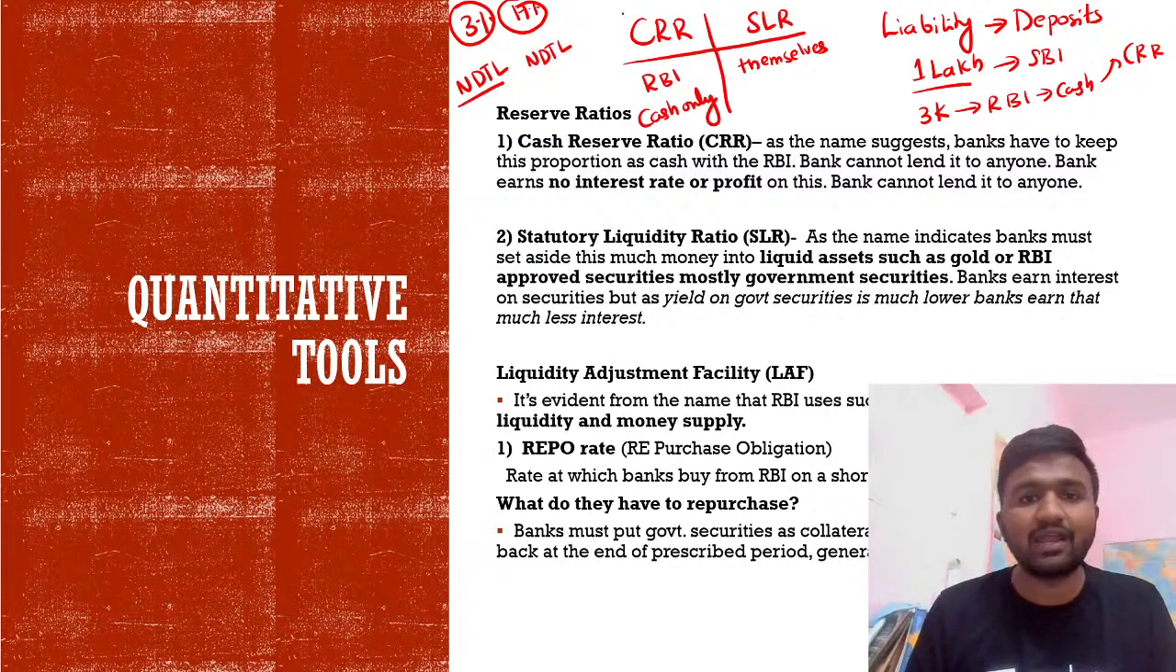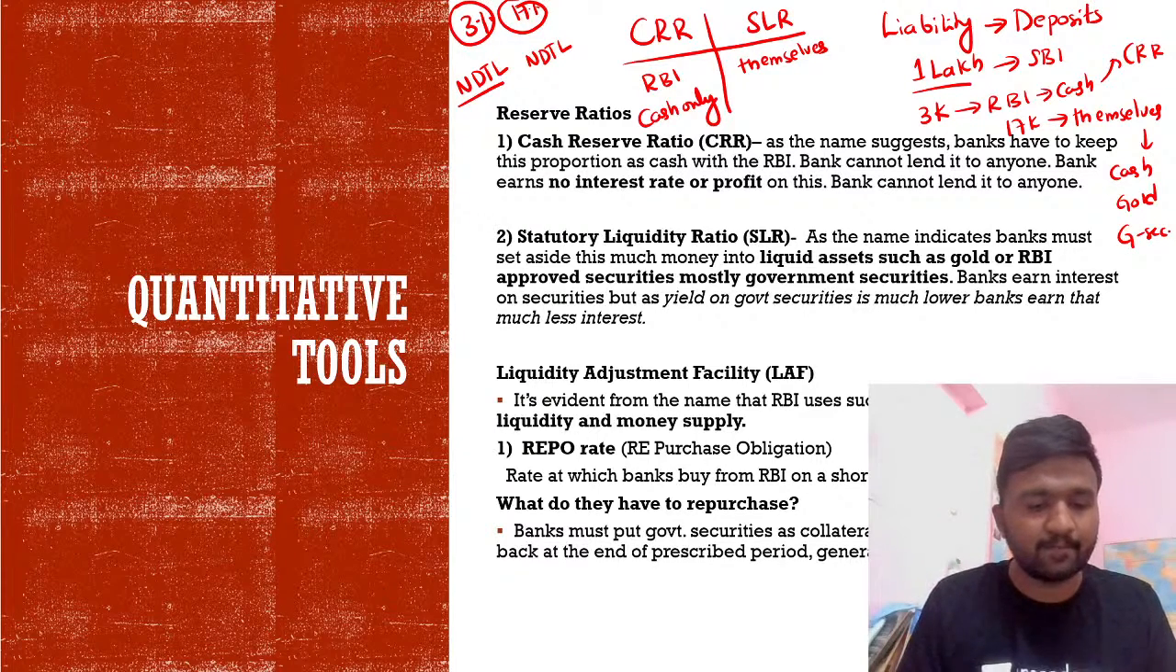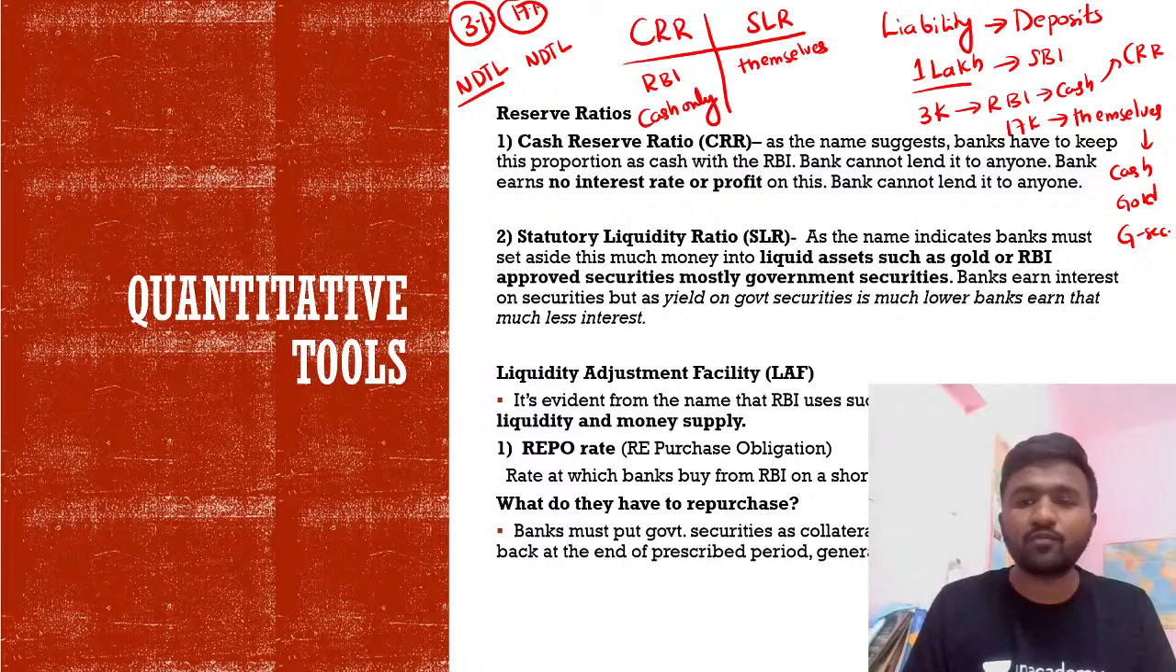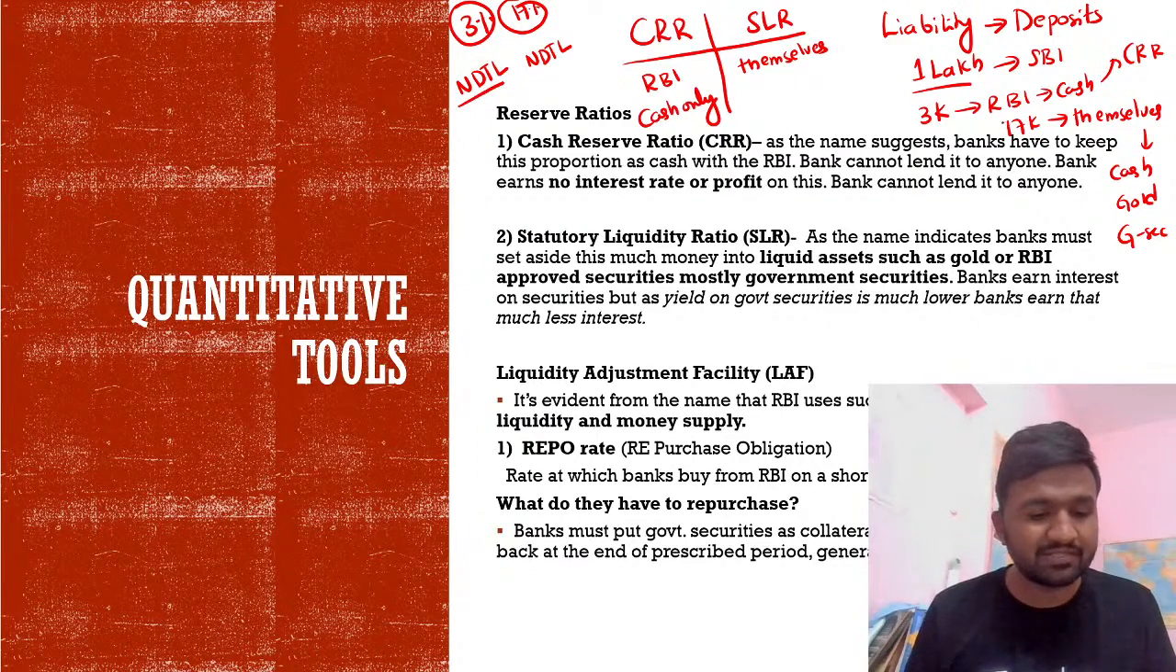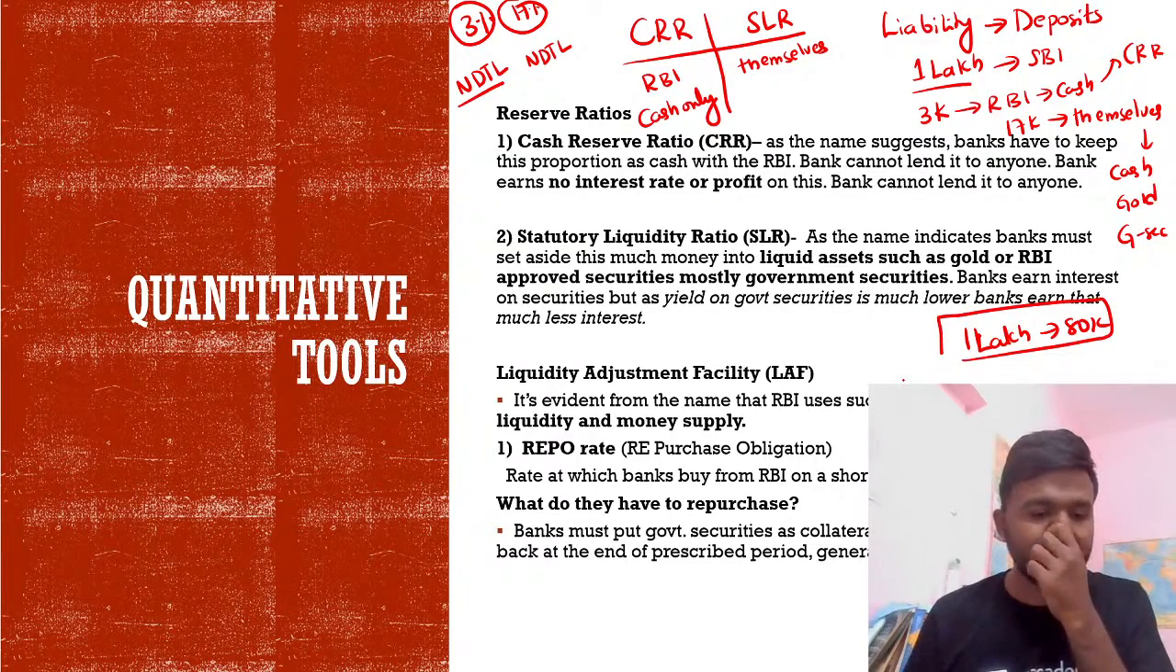Yes. And this 17,000 they can keep with themselves in the form of cash, or in the form of gold, or in the form of government securities. So in 1 lakh, 3,000 should be kept aside and 17,000 should be kept aside. So in 1 lakh, they are left with only 80,000 to give loans to other customers.